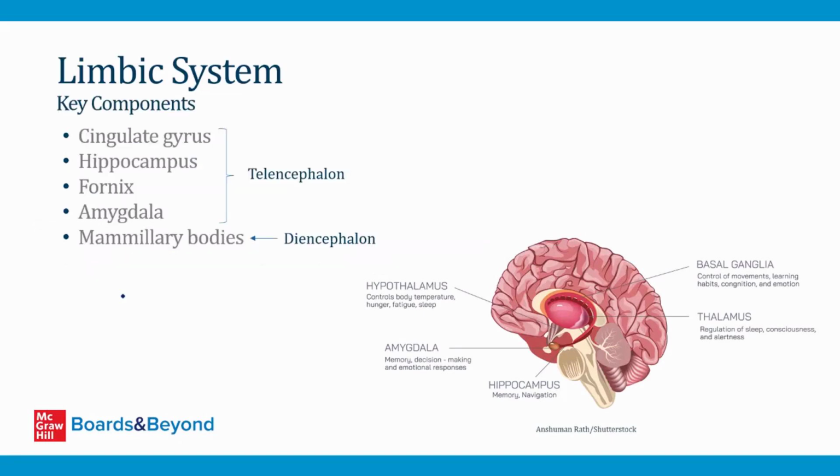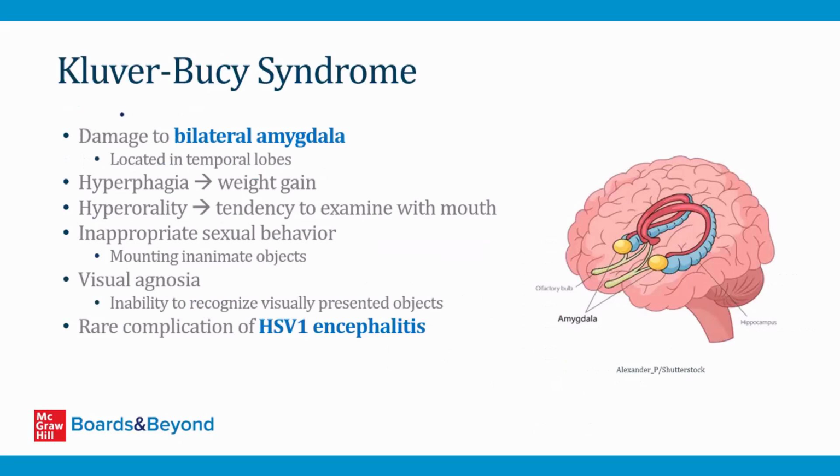Some of the key components of the limbic system I've listed here. So they include brain structures like the cingulate gyrus, the hippocampus, the fornix, and the amygdala. These are all parts of the telencephalon. And then the mammillary bodies, which we already talked about, they are part of the hypothalamus and part of the diencephalon, but they also participate in the limbic system. One of the most important things to understand in terms of pathology related to the limbic system is Kluver-Bucy syndrome. So let's talk about that now.